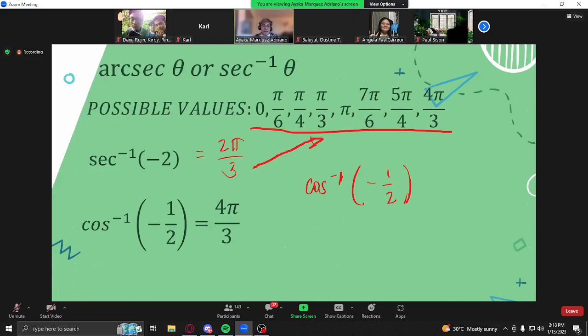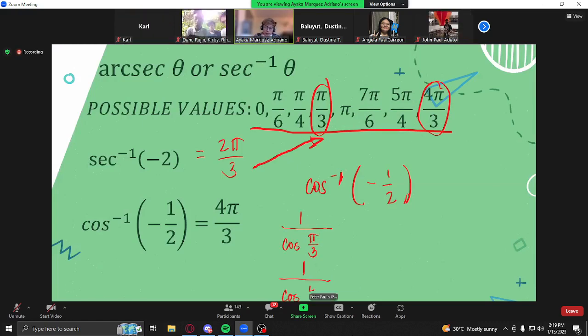So ibig sabihin, gagamitin natin yung mga family na may denominator na 3. So we will be using pi over 3 and 4 pi over 3 respectively. Okay? So what are you going to try? You should try 1 over cosine pi over 3, or we should try 1 over cosine 4 pi over 3 radians. Can you give me the value of 1 over cosine pi over 3?